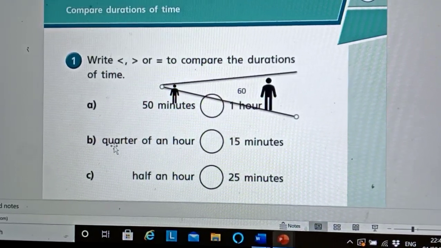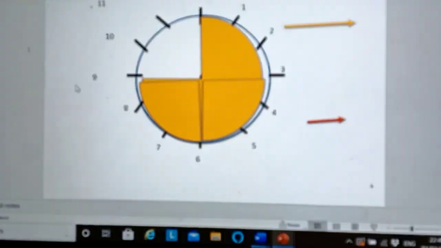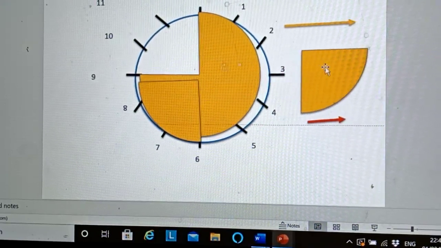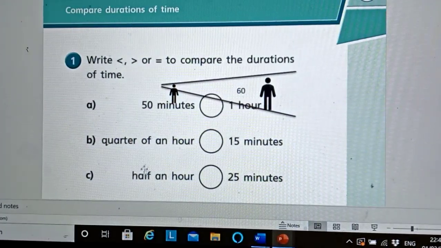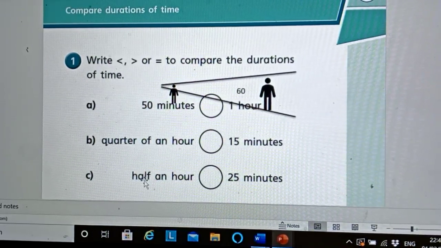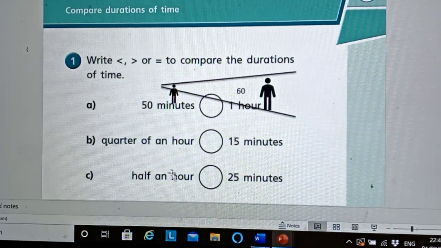Remind yourselves, how many minutes in a quarter of an hour? How many minutes were there in one of those? Oh, not one of those, one of those. How many minutes there? And then finally, half an hour. How many minutes were there in half an hour? Well, if an hour was 60, what would half be?